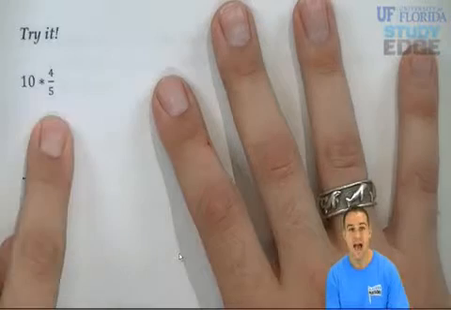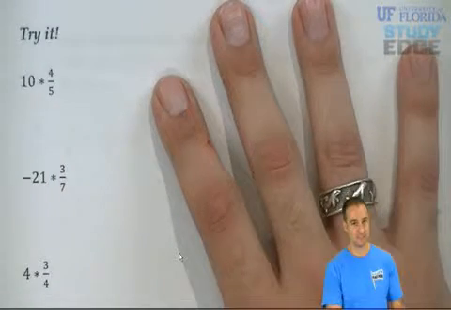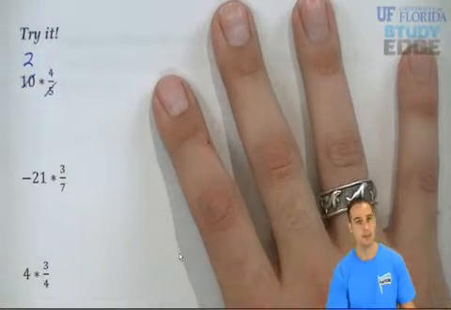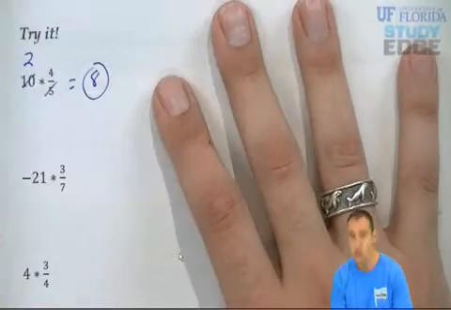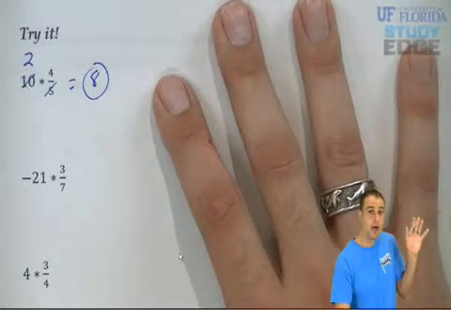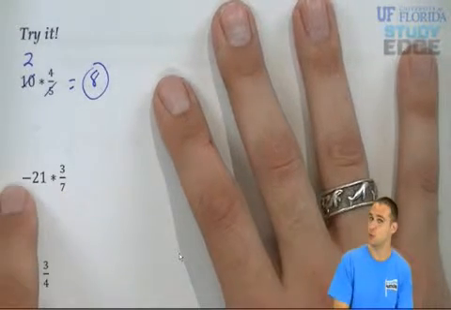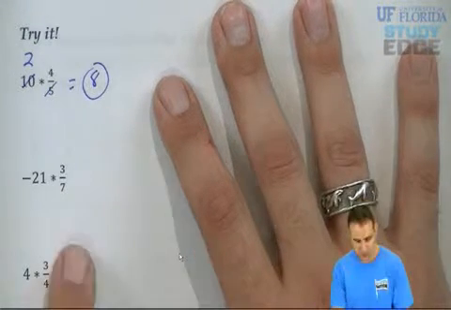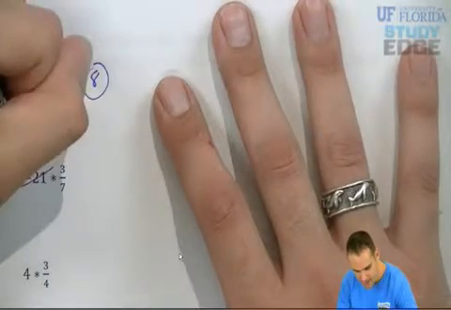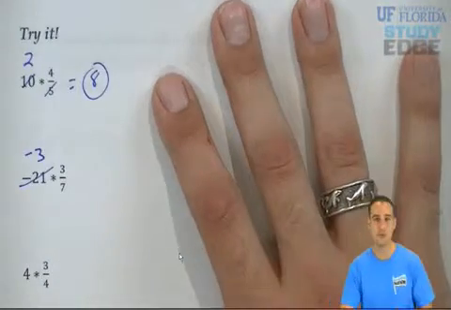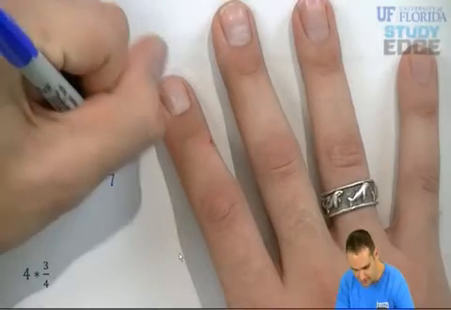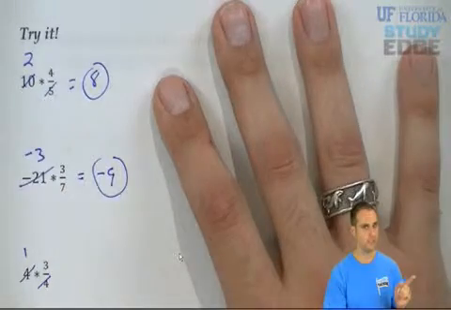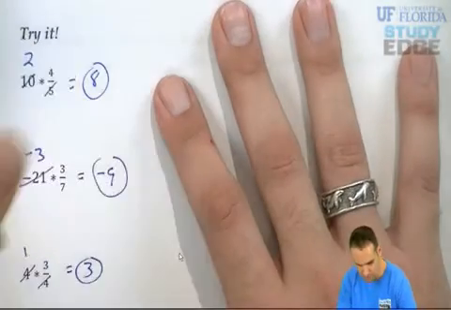Here we go. 5 goes into 10 how many times? 5 goes into 10 2 times. 2 times 4 will give you 8. No more fraction. It's gone. 7 goes into 21. Ooh, negative 21. Well, 7 goes into 21 3 times, so 7 will go into negative 21 negative 3 times. And negative 3 times 3 will give you negative 9. And then on the bottom, 4 goes into 4 1 time, and 1 times 3 will give you 3.